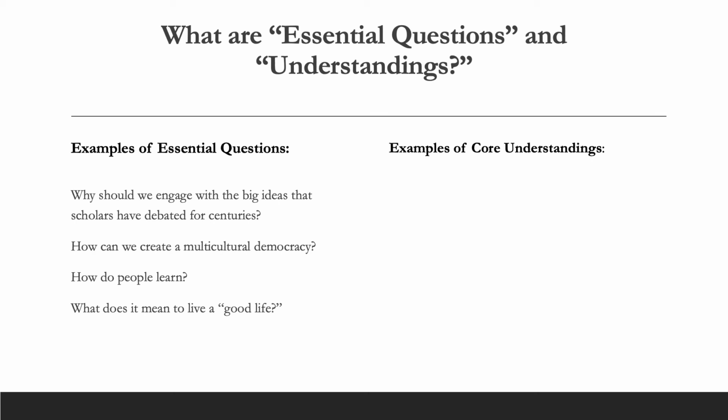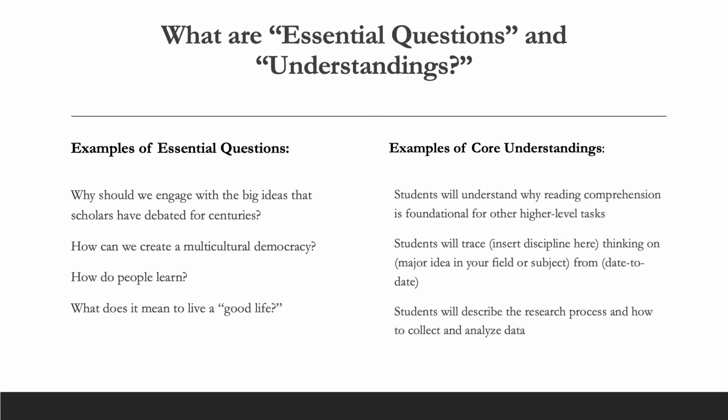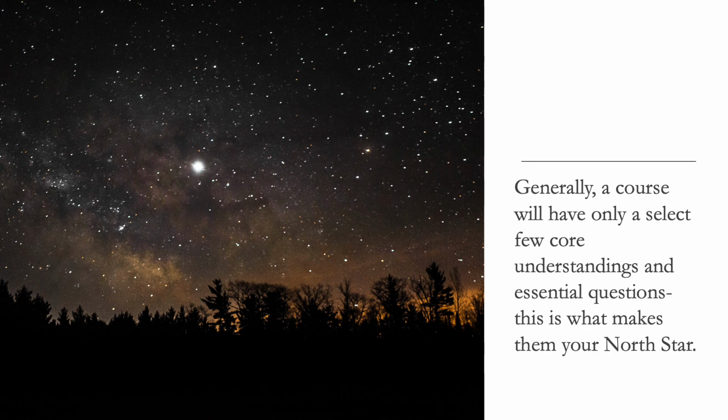Examples of core understandings might include: students will understand why reading comprehension is foundational for other high-level tasks like critical thinking or academic writing. Students will trace, insert your discipline here, thinking on a major idea in your field or subject from date to date. Or students will describe the research process and how to collect and analyze data. Generally, a course will have only a select few core understandings and essential questions. This is what makes them your North Star.